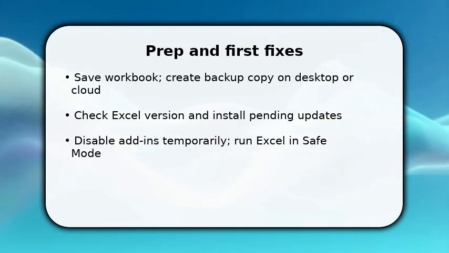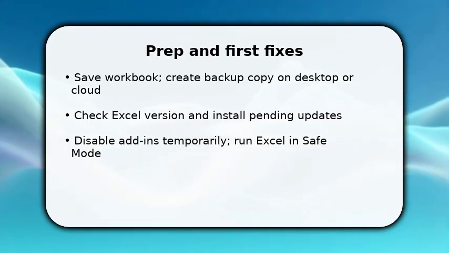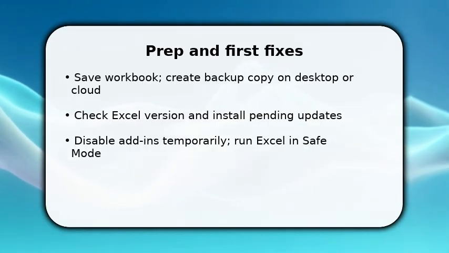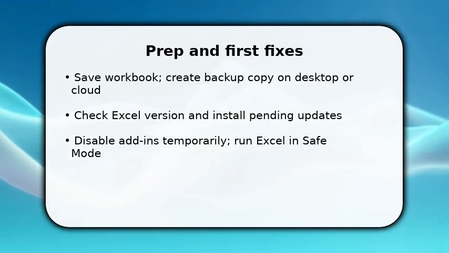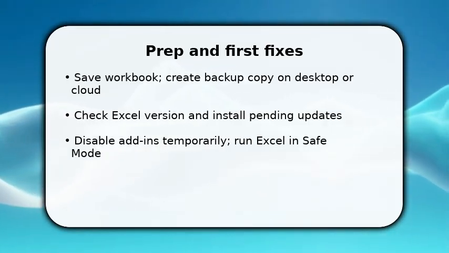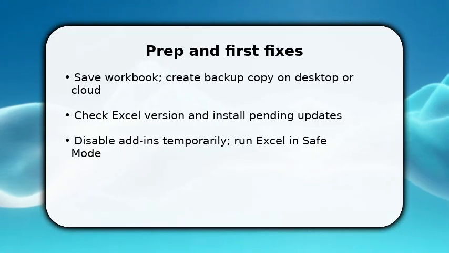You start by saving and backing up the file so nothing is lost. This protects your work while you test fixes. Next, check Excel version and apply updates because many bugs are resolved by patches. Once done, restart Excel in safe mode and disable add-ins to isolate causes. You'll quickly see if the problem is an extension versus the core app.